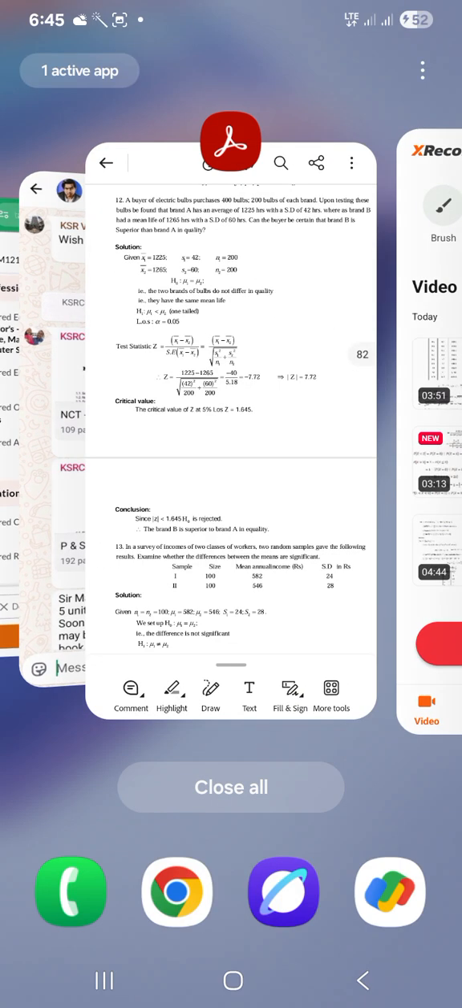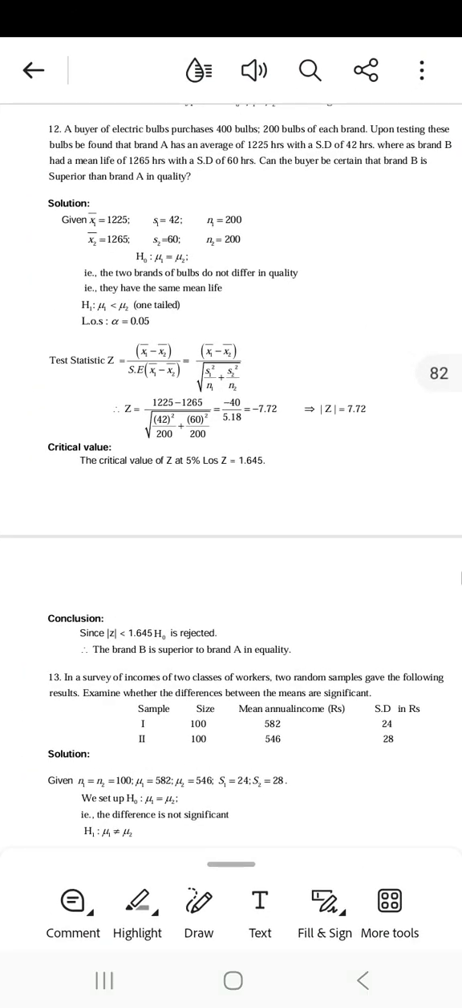Hello students, in this video we are going to discuss a problem that comes under testing of hypothesis, particularly in large samples, and also a problem that comes under difference of means in large samples.